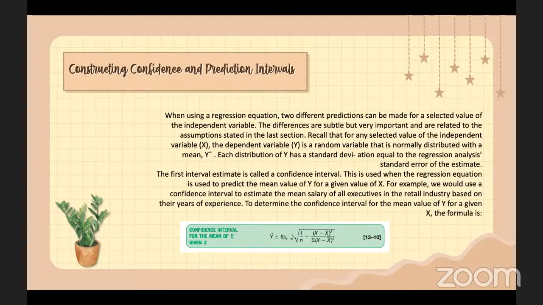And now the first interval estimate is called a confidence interval. This is used when the regression equation is used to predict the mean value of y for a given value of x. For example, we would use a confidence interval to estimate the mean salary of all executives in the retail industry based on their years of experience. And to determine the confidence interval for the mean value of y for a given x, the formula is this, as you can see.